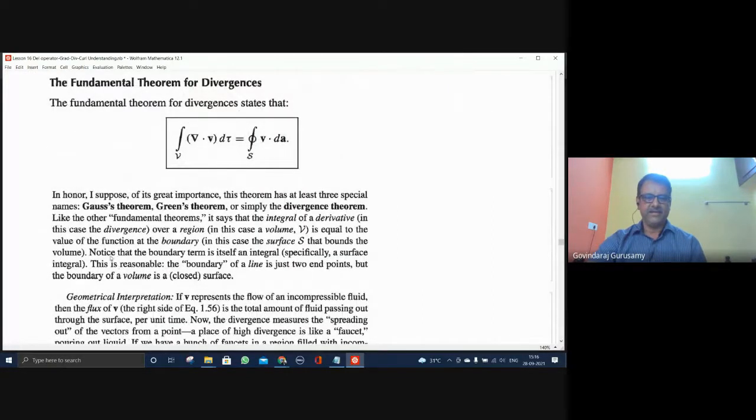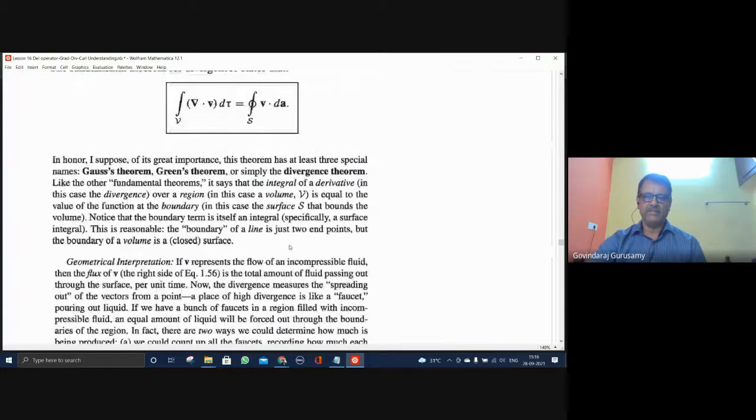Notice that the boundary term is itself an integral. That's the difference. Whereas in the previous case you have a final value, here it has an integral form because volume and surface are connected. The value is found on the surface that bounds the volume.